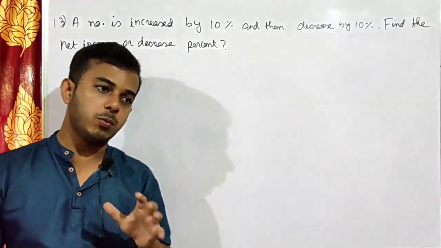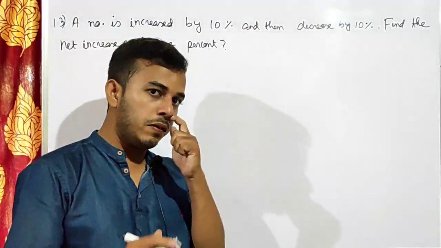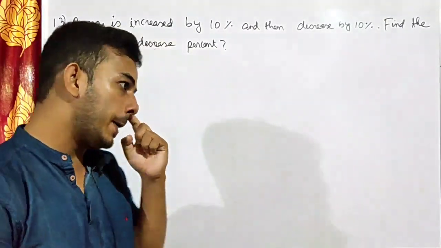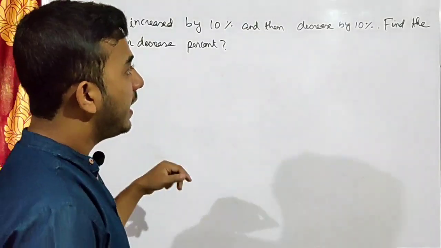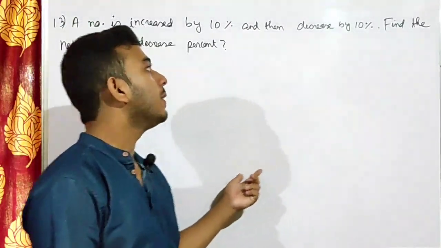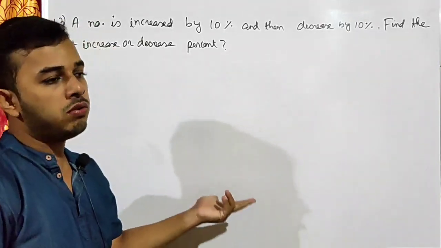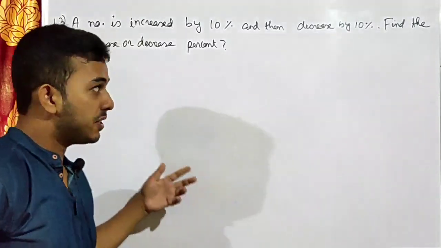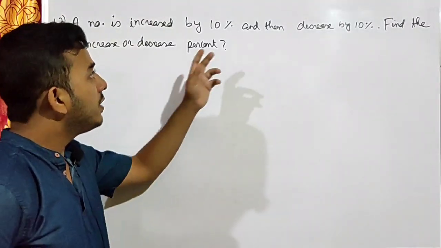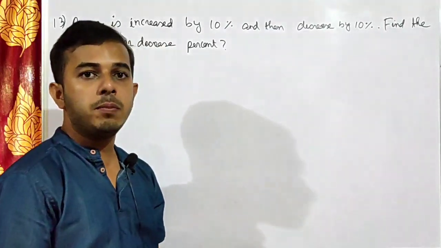At last we have got a different type of question here. The question is a bit different, please try to understand. A number is increased by 10% and then decreased by 10%. Find the net increase or decrease percent. If you don't know percentage, you can easily say that it is increased by 10% and then decreased by 10%, then will there be any change, isn't it?